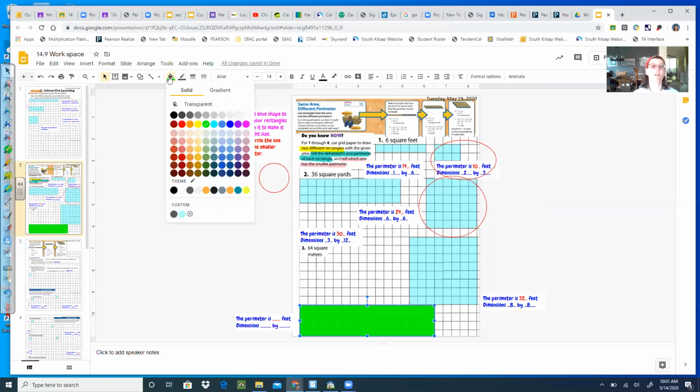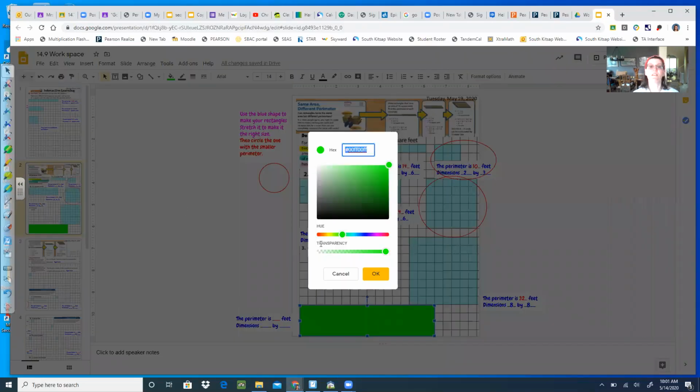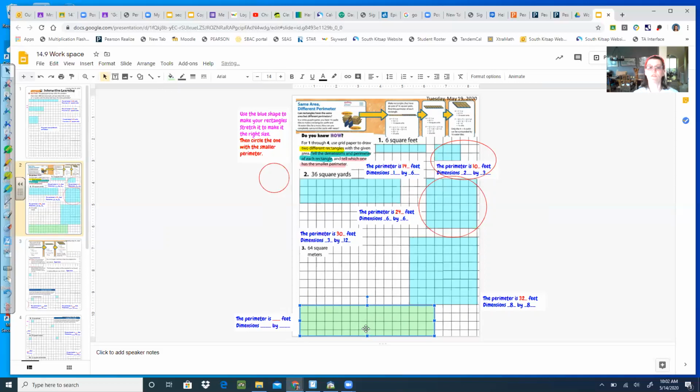I'm going to go back to color. Now I'm going to go to custom. And see this word transparency? I'm going to grab that and drag it down. And now I've made it see-through. See, my shape is now see-through. So we said that that was a 4 by 16.